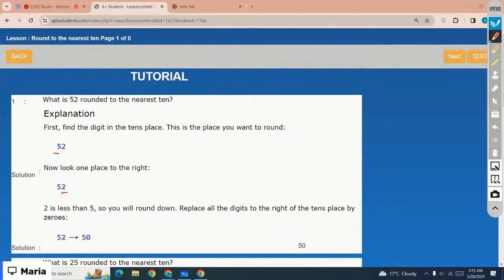So which is the correct option? 50 it is, right? Because 2 is less than 5. So you can round down, right? So it would be rounded off to 50. Let's just start with the test questions.